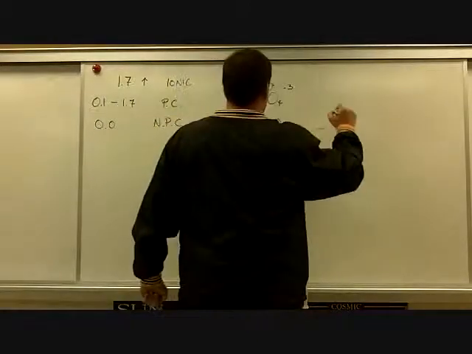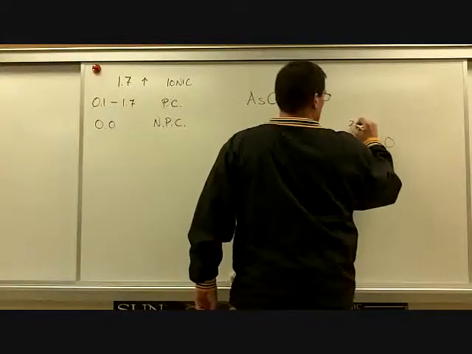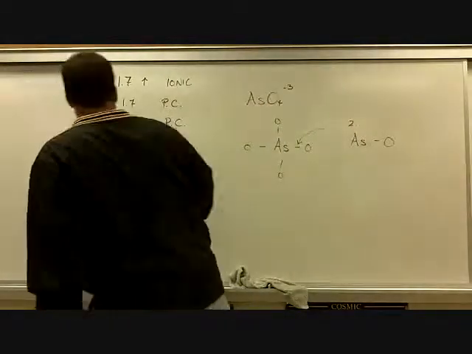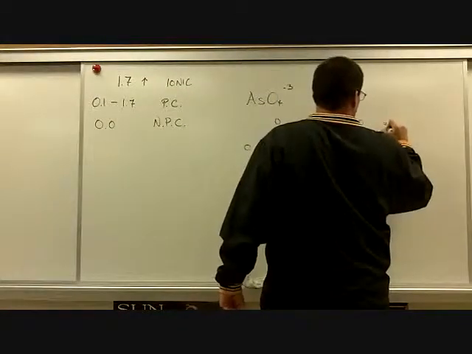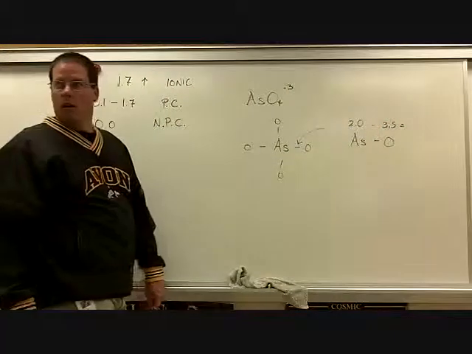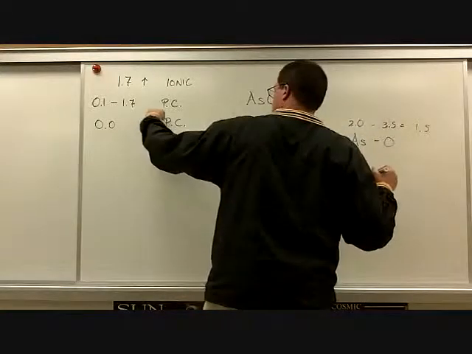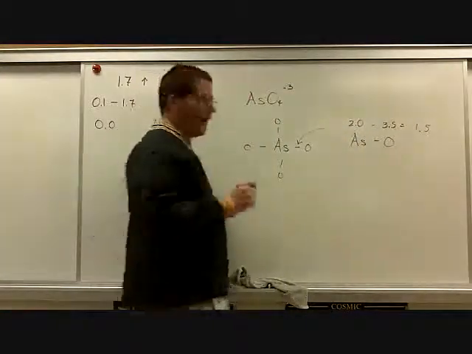2.0. So let me do this. Off on the side here, As and O. What was it, 2.0? 2.0. And the oxygen's 3.5. So what's that difference there? 1.5. So what type of bond do we have? Polar covalent, very good.